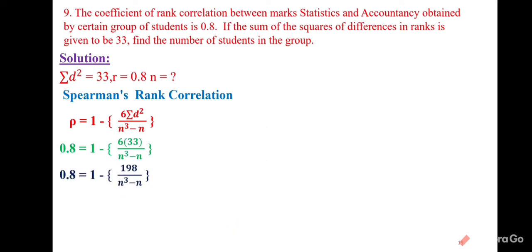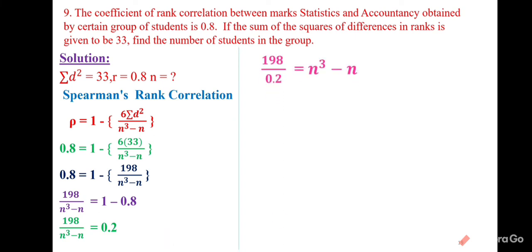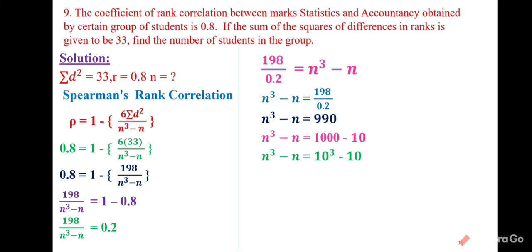Simplify: 6 into 33 is 198. Then interchange left to right. Where minus is there it becomes plus, and where plus is there it becomes minus. Then simplify 0.2. Then cross multiply, so cross multiplication will come like this. Then interchange left and right. So this will be 990. 990 we know very well, we can write it as 1000 minus 10. So obviously 1000 equals 10 cube minus 10. So we will get n equal to 10. The number of groups in the set, you can say like this. This is another one.